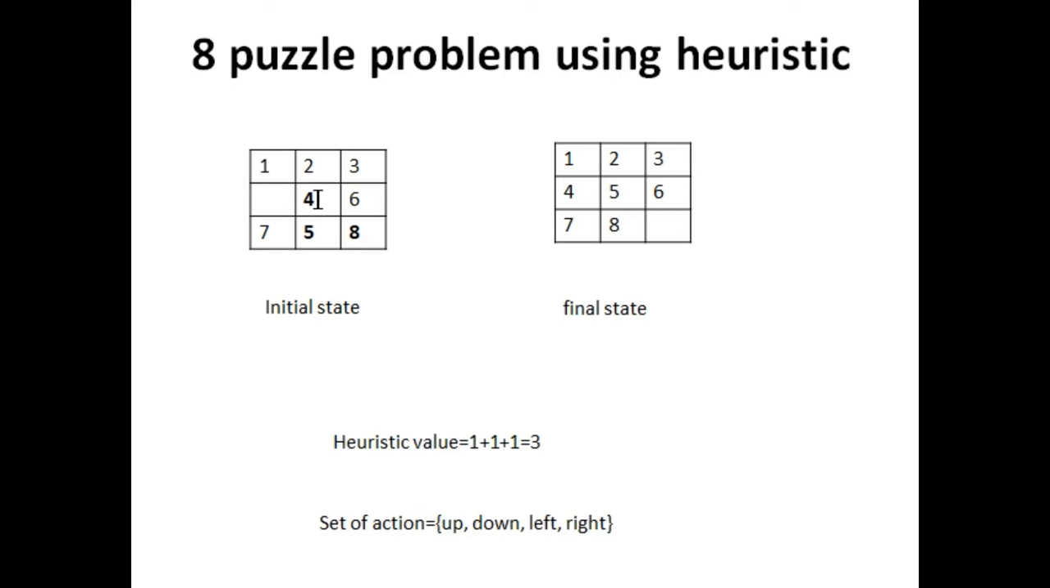So the 4 in our initial state is here, but in our goal state 4 is here. In the same way the 5 in our initial state is here, but in our goal state the 5 is here. In the same way the 8. I have bolded the ones that are misplaced. Or you can take the second method, the minimum distance, or just talk about misplaced tiles. So for both, what heuristic value will we get? For both we will get the value 3.